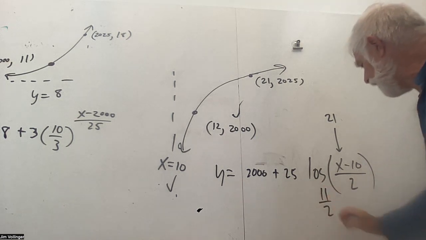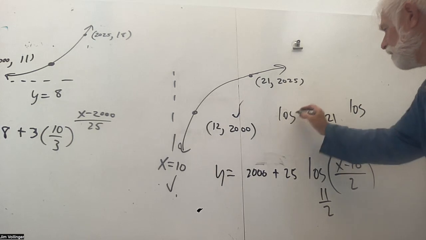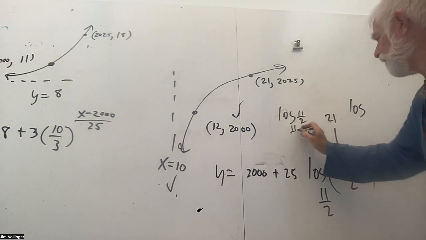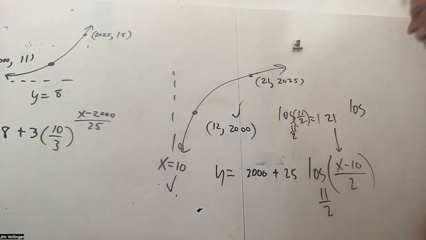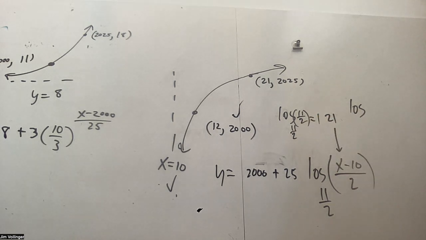If you make this 11 halves, then you have log base 11 halves of 11 halves, and I hope you can see that as a 1. That's the exponent you put on top of that to get that. Why is 1 good? Because you're multiplying it times 25. You're adding 2000, and you're getting the outcome you want.